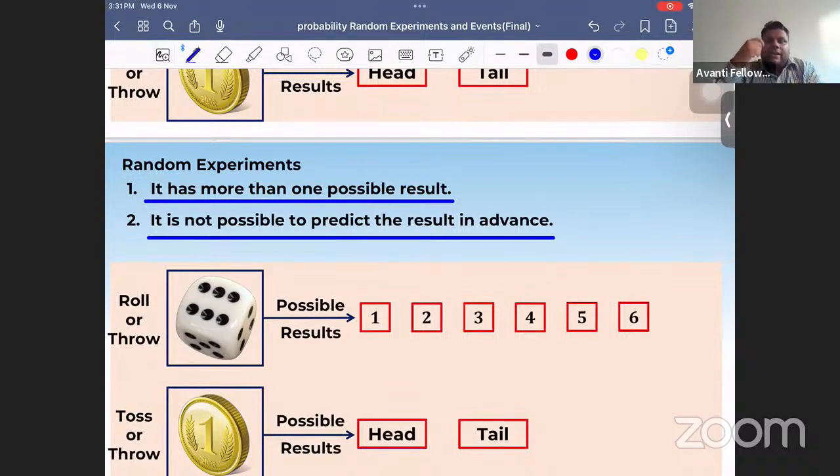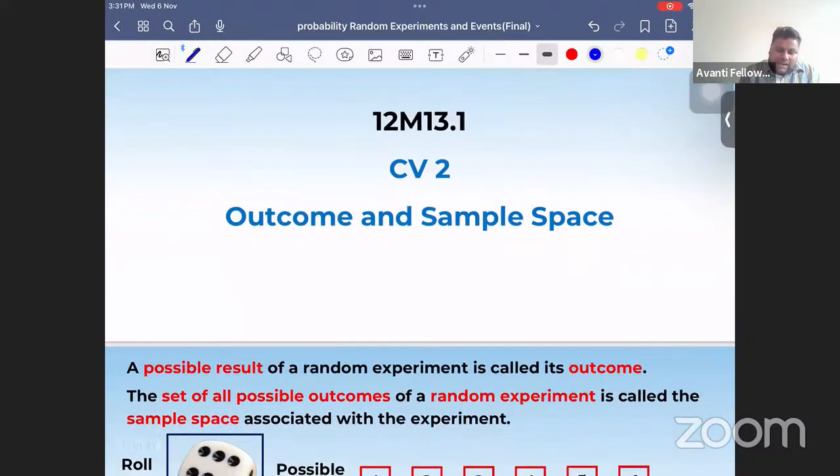Getting my point? Like if you have a double-headed coin, means a coin having heads on both the sides, if you toss it, you will always get a head. So in that case, it's not a random experiment. So random experiment is what? It has more than one possible result and it is not possible to predict the result in advance. Am I clear? It is not possible to predict the result in advance.